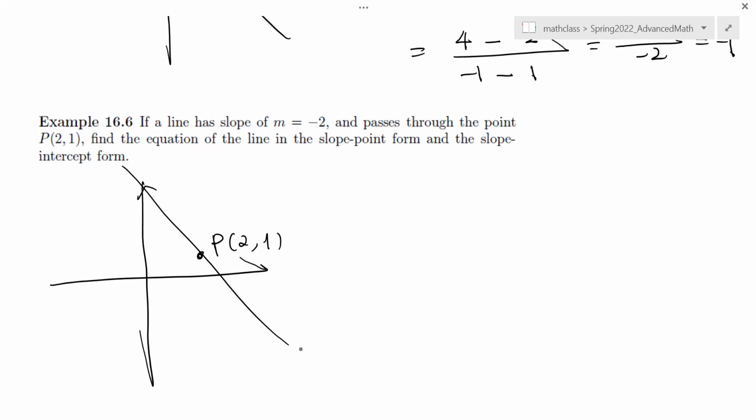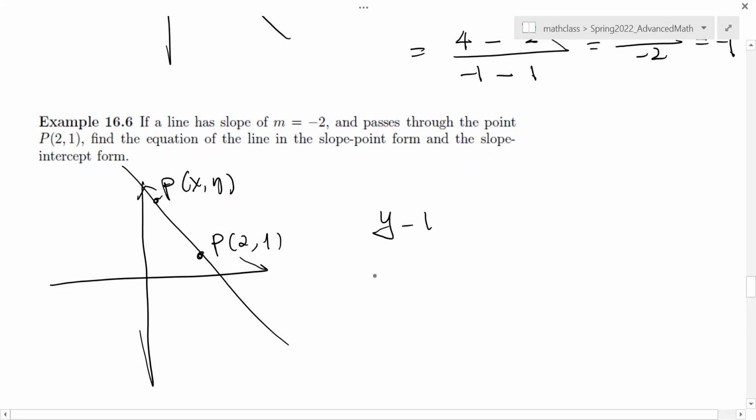So here's an arbitrary point, its coordinates x and y, right? If we forgot the point-slope formula, you can derive it directly by yourself. The difference between the y coordinates, y minus 1, over the difference between the x coordinates, that should be equal to the slope. That's going to be -2, right? Okay, that's going to be -2.